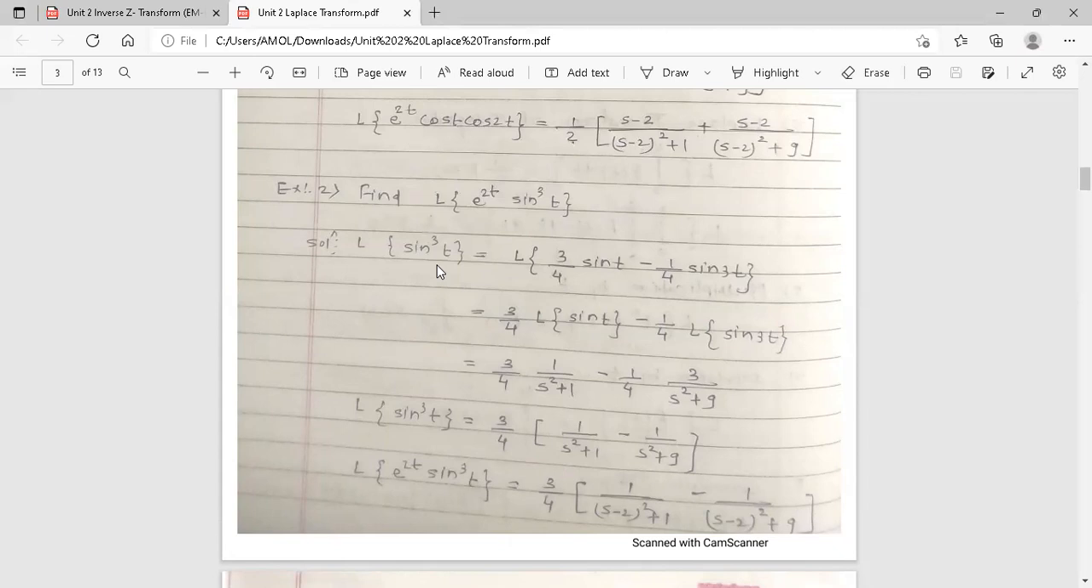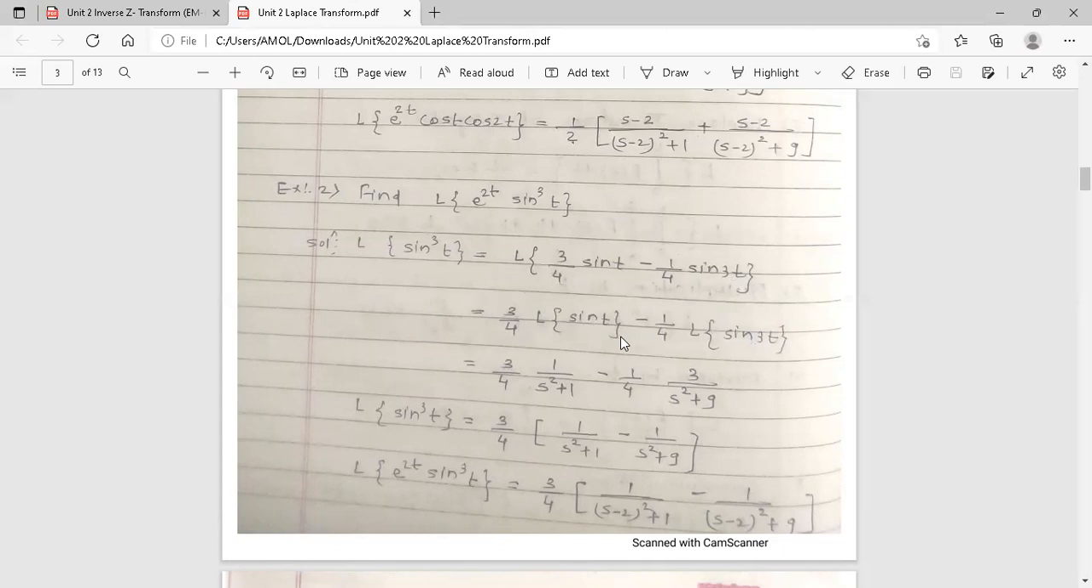Using the triple angle formula, sine 3t is 3 sine t minus 4 sine cube t. So using that formula, we can write sine cube t is equal to 3 by 4 into sine t minus 1 by 4 into sine 3t. 1 by 4 is common, so separate these two terms: 3 by 4 into Laplace of sine t minus 1 by 4 into Laplace of sine 3t. 3 by 4 as it is, Laplace of sine t.